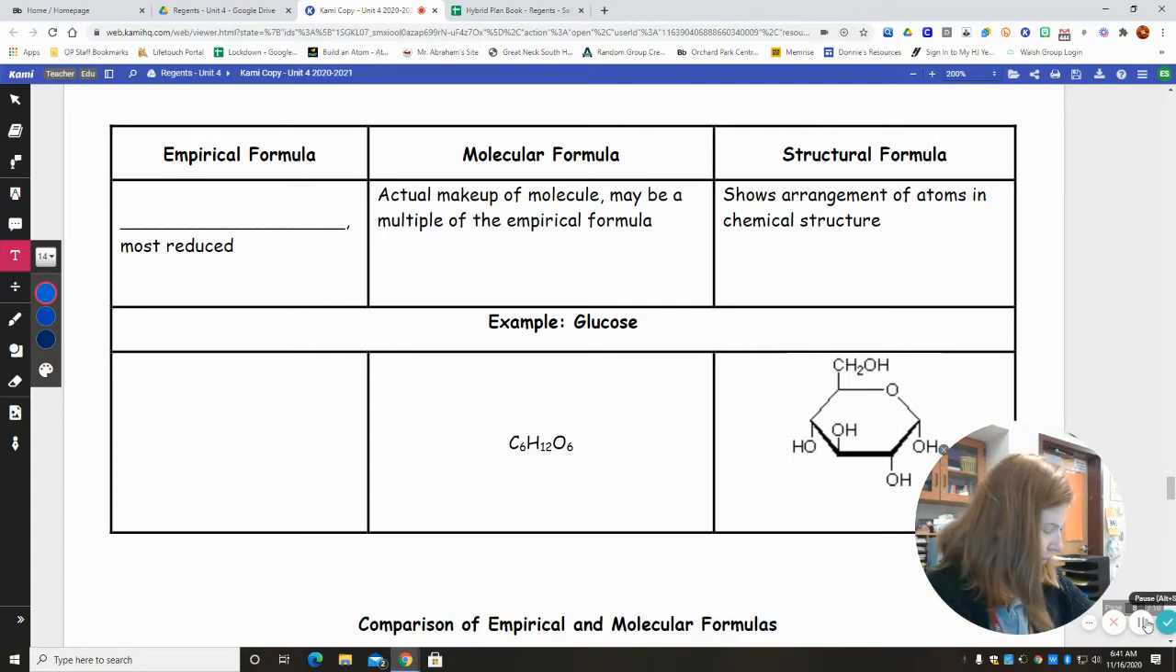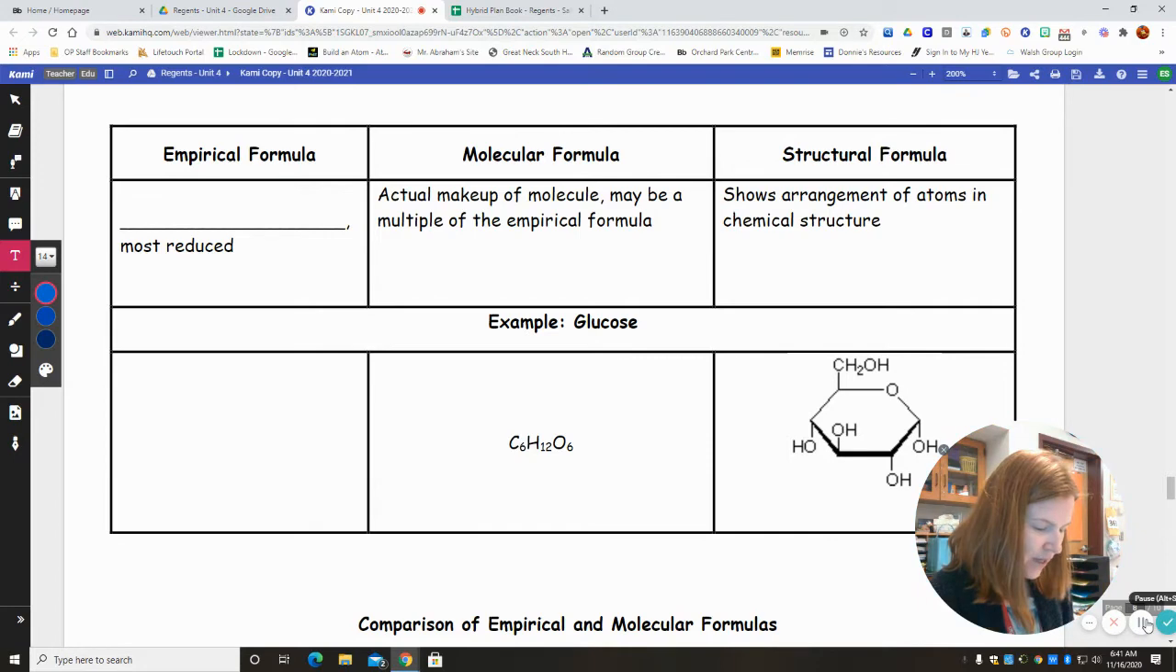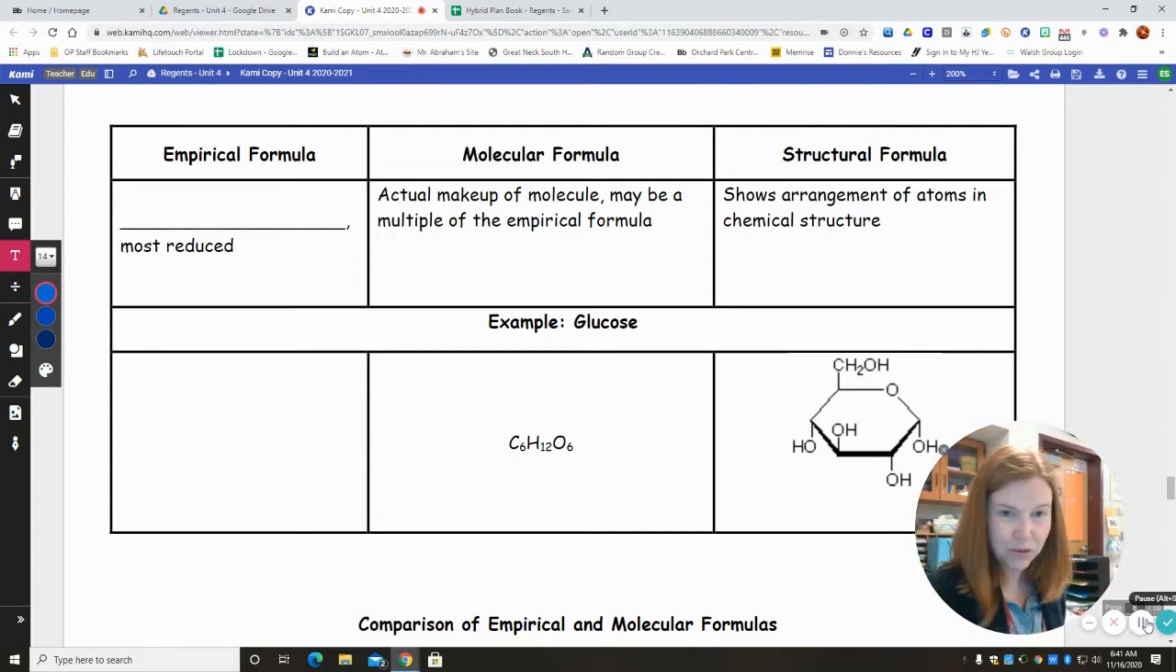So our topic for today, if you scope it out on the top of page 8 here, types of formulas. Up until this point, when we've been dealing with formulas, we've been dealing with the middle kind, molecular formulas, the actual makeup of a molecule. It may be a multiple of the empirical formula. We'll talk about that in a moment. But when we talk about glucose, C6H12O6, that's what's actually in the molecule. When we talk about magnesium chloride, MgCl2, that's what's actually in the molecule.